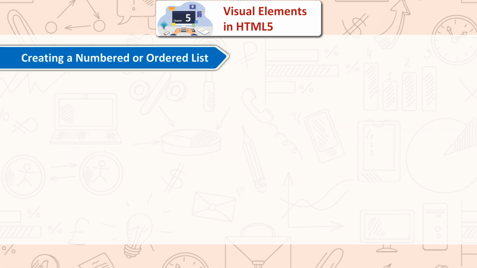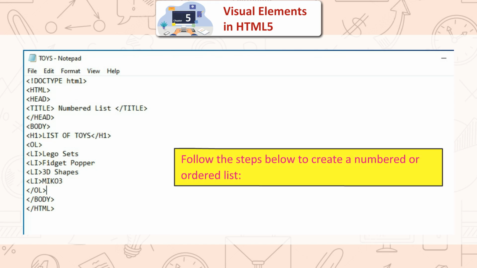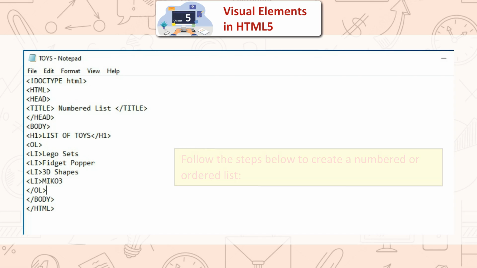Creating a numbered or ordered list. An ordered list is created using the OL element, and each list item starts with the LI element. The list items in ordered lists are displayed in a specific order, such as a set of instructions or a table of content. Follow the steps below to create a numbered or ordered list.